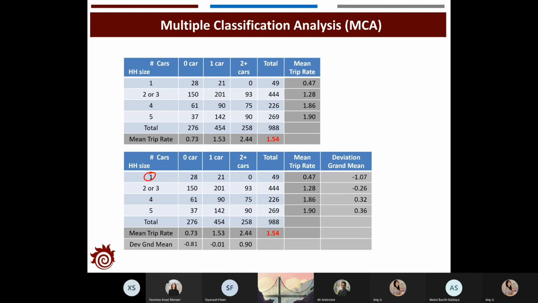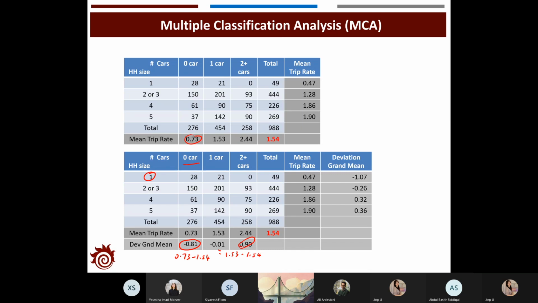And similarly, you can find out the deviation with respect to the number of the cars. Minus 0.81 would be the grand mean. 0.73 minus 1.54, and this one would be 1.53 minus 1.54, and similarly you can get a value for the last one. So that's the deviation from the grand mean.